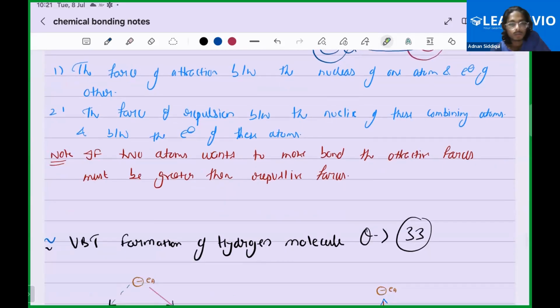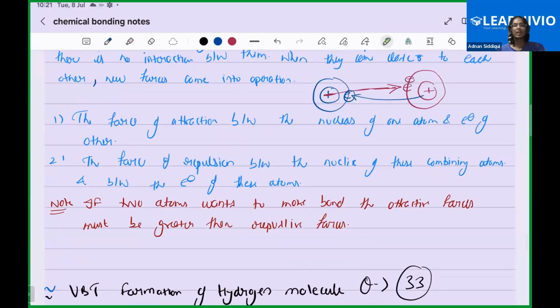Right? So let us see what this note is saying. If two atoms want to make a bond, the attractive forces must be greater than the repulsive forces. So as per VBT, as the two atoms are approaching each other, they will experience both types of forces, attractive as well as repulsive. But if these two atoms want to make a bond, then the attractive forces playing a role here must be greater in magnitude compared with the repulsive forces, right? The attractive forces should be greater if you want to make a bond between these two atoms. This is what VBT says.